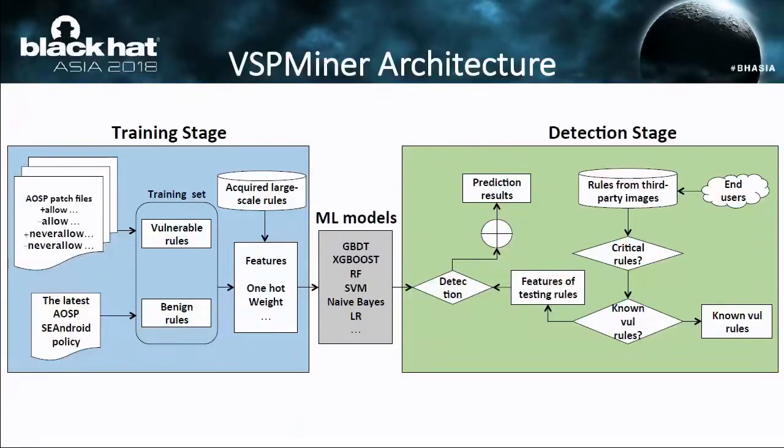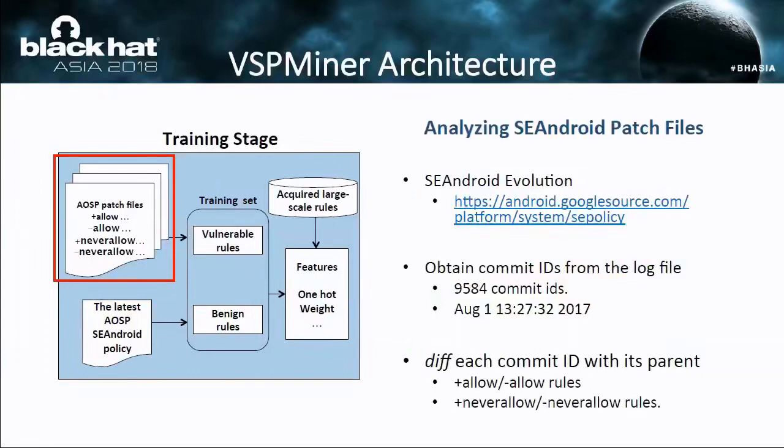For the training stage, our main task is to extract the vulnerable rules and also the benign rules, and then we perform the feature extraction. After that, we use the features to train different models, using several traditional or classical classifiers. And after that, we acquire the testing rules from the different images and try to predict whether these testing rules are vulnerable or not. Later, I will show you more detailed information about our techniques.